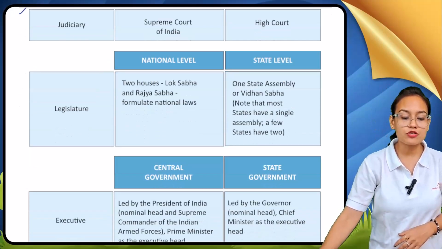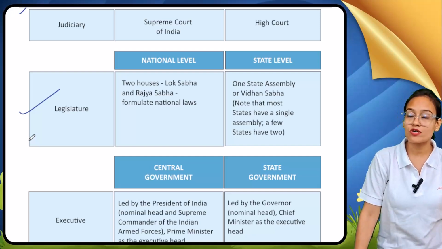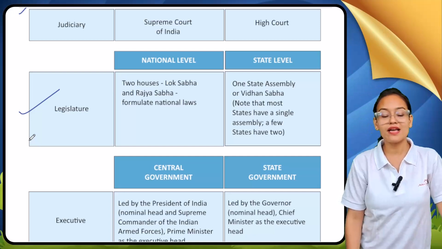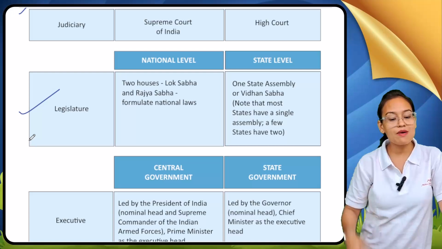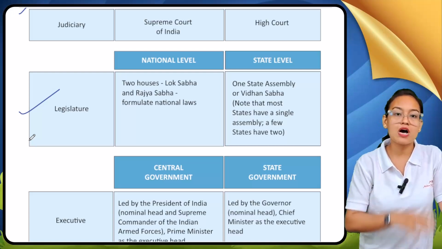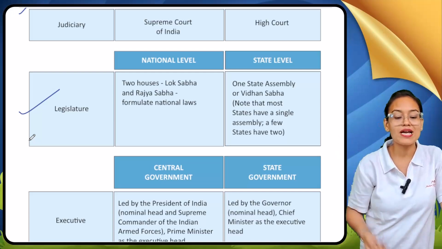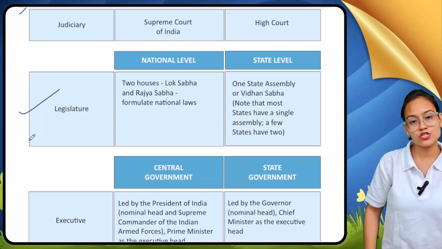Now the legislative comes. If I'm talking about the national level, or the union government, then in the union government, my dear students, there are two houses of legislature: Lok Sabha and Rajya Sabha. Lok Sabha means the lower house, and Rajya Sabha means the upper house. These two houses are 100% responsible for forming national laws.